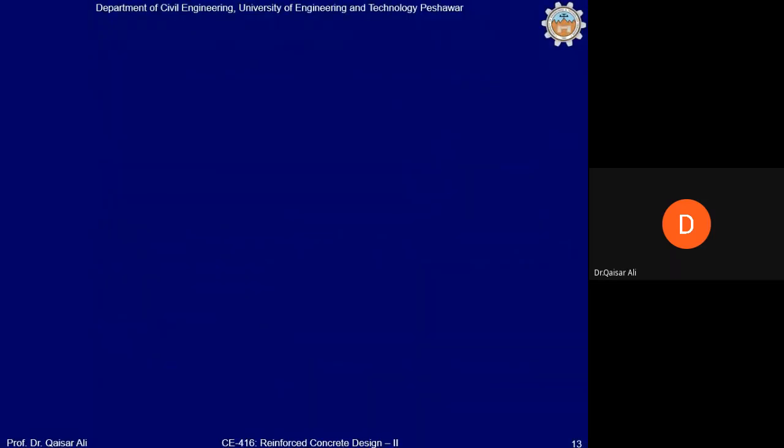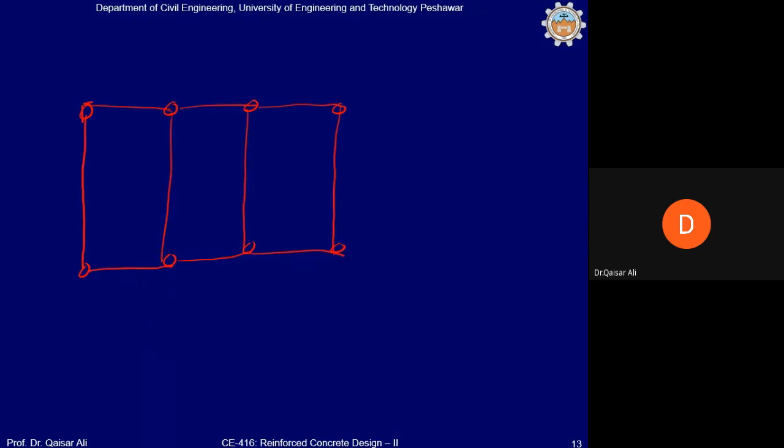अच्छा, now since you are familiar with the ACI coefficient method used for the analysis of one-way slab system, तो उसी से हम स्टार्ट कर देते हैं. For example, this is a one-way slab system. This line shows the beams connecting these columns. For example, the length of the shorter span, which is LA, is equal to 10 feet, and the length of the longer span, which is denoted by LB, is equal to 30 feet.